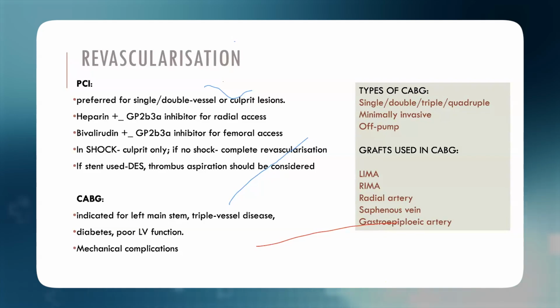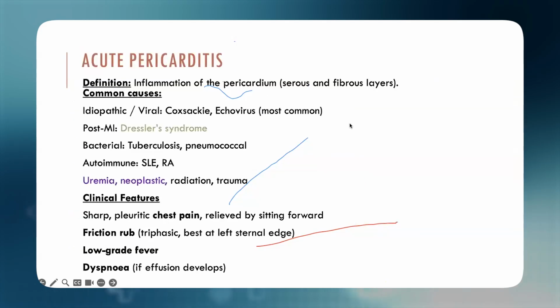Grafts that are used in CABG, this is also an MCQ question that had come long back. Commonest is LIMA, then RIMA. What is LIMA? Left internal mammary artery. RIMA is right internal mammary artery, radial artery, saphenous vein, and gastroepiploic artery. Arterial grafts always last better than the venous grafts.